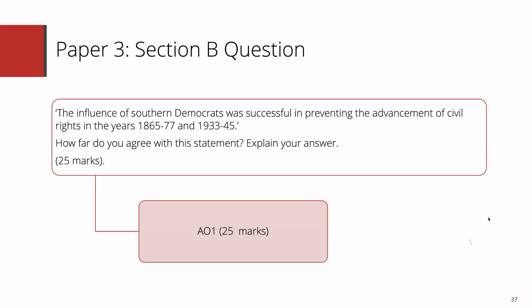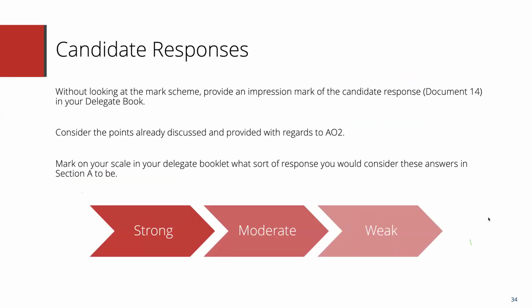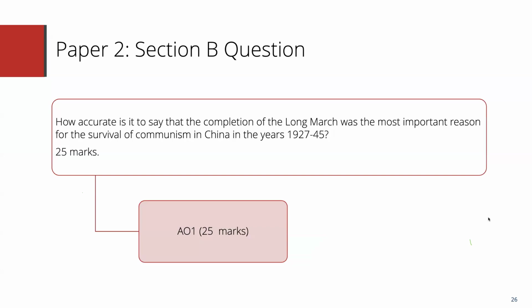If we have this question here, "How accurate is it to say that the completion of the Long March was the most important reason for the survival of communism in China?", you could give them an answer which has two of the reasons, the agree and the disagree, and then once they've done the knowledge, ask them to finish it up. It's up to them to write a paragraph, because the answer already covers the rest, so they don't need to worry about that yet.